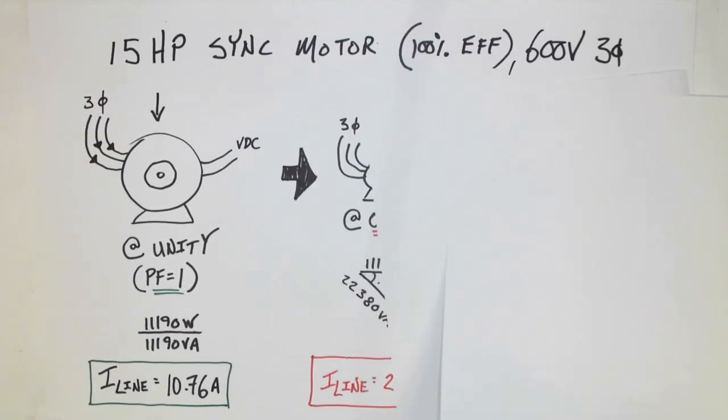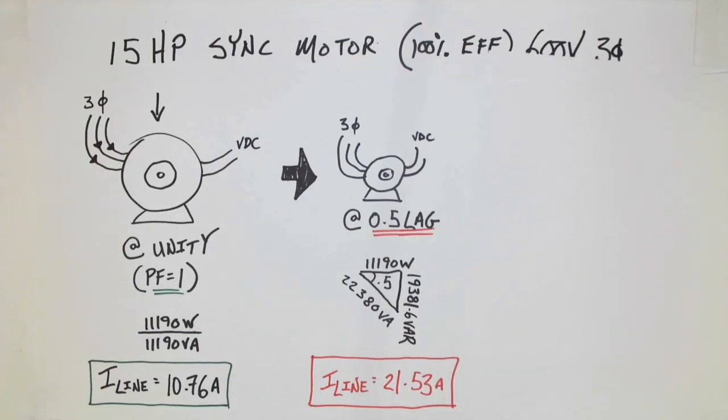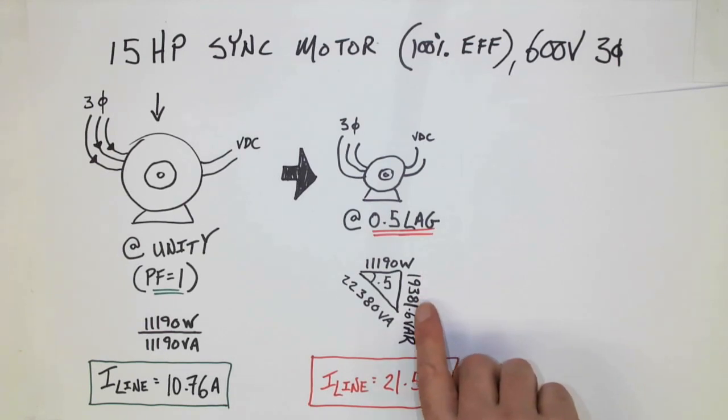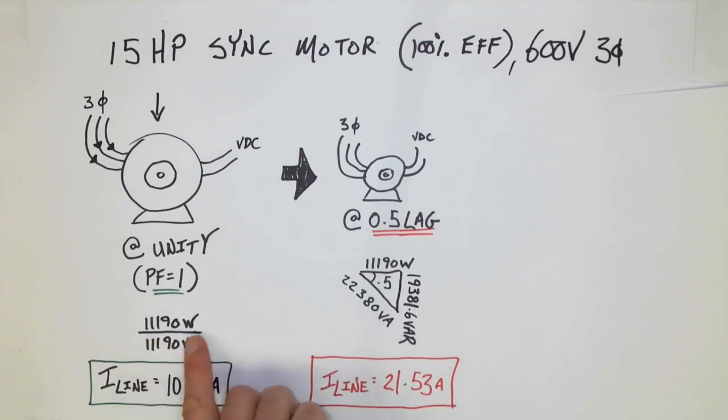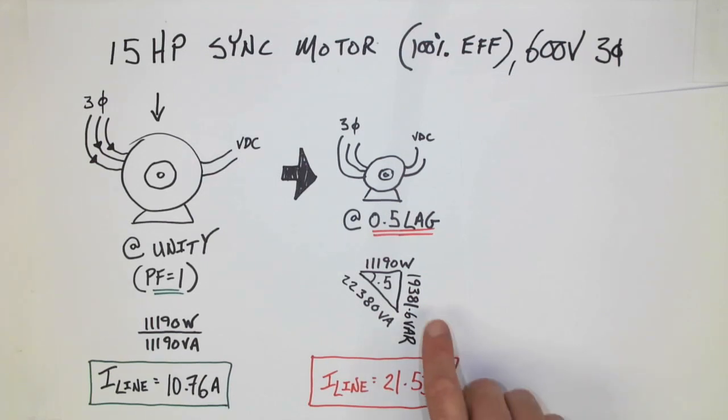So next one, what if we took that motor, exactly the same motor, and this time we adjusted the DC excitation and now we're running in lag? Well, if we run in lag, obviously we're going to draw some more current, and that's because we have a larger vertical. Remember, on unity, the power triangle was essentially a line. There was 0 VARs being generated. Over here, 19381.6 VAR. That means that we now have VARs that are required by the supply authority in order to run this motor. So it's going to draw more current.